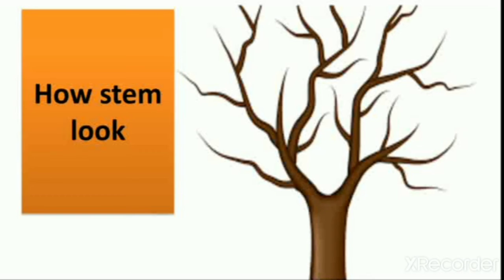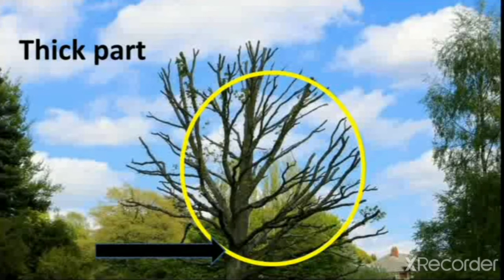Most of the stems are brown. A big plant has a brown stem. Some plants have a green stem. So these all are different types of stem. Stems look like that. You can see here the picture of stem. Here you can see the picture of a real stem.